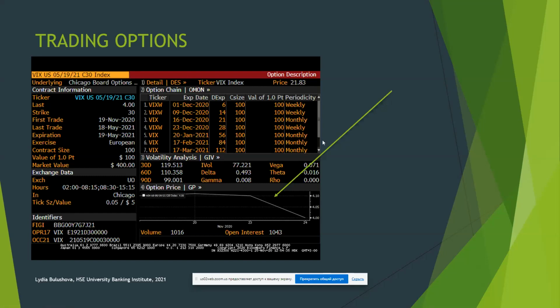Similar info can be received from some open sources. If you just put any particular option in any searching system, you will be able to get basically the same type of info.